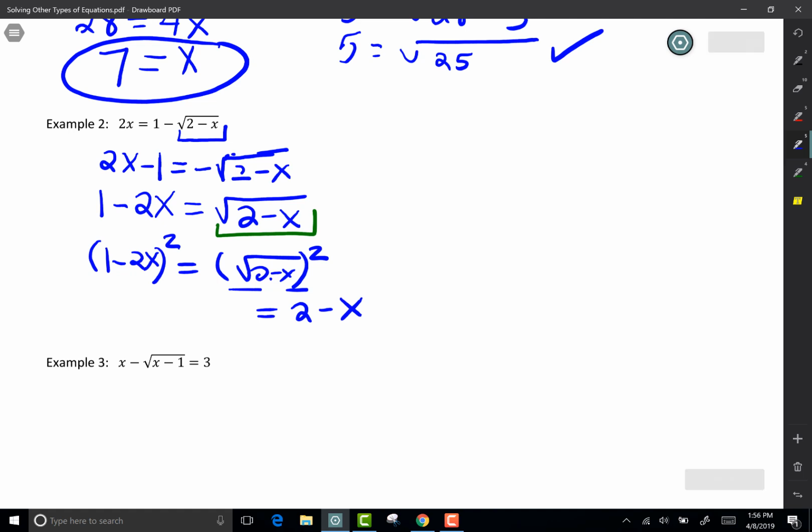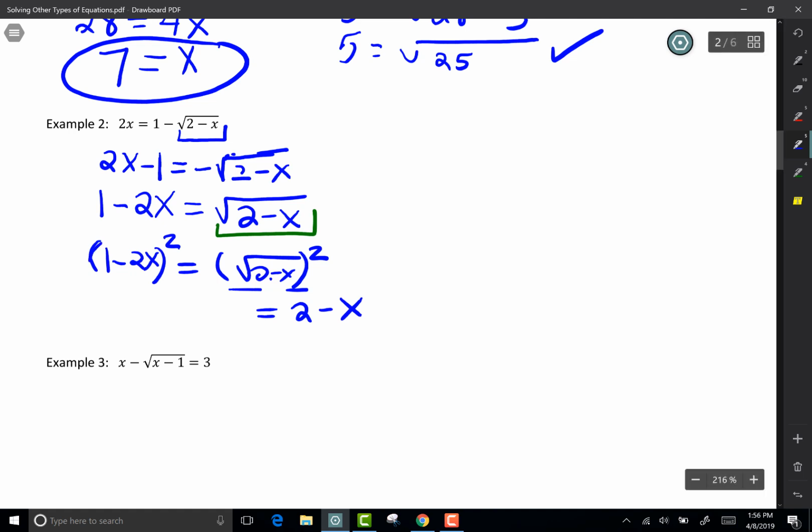Now, something to keep in mind, because I see a lot of students make this mistake: make sure that you don't just write down 1 plus 4x squared for the left-hand side, because 1 minus 2x squared means 1 minus 2x times 1 minus 2x, and you have to use the distributive property twice.